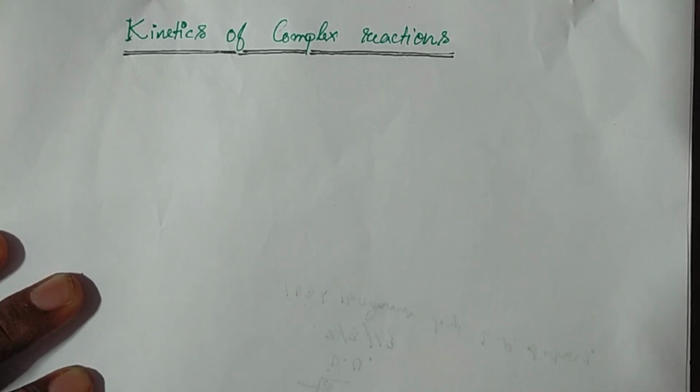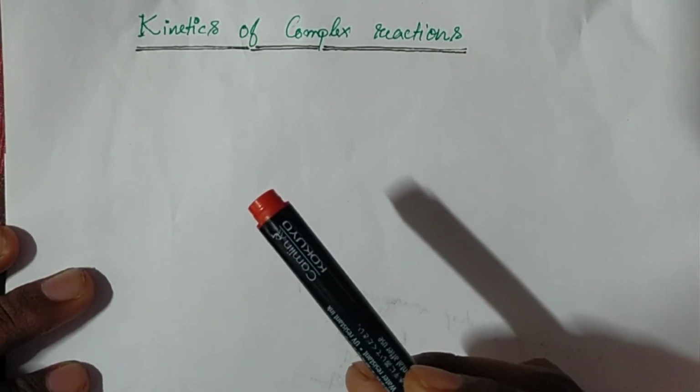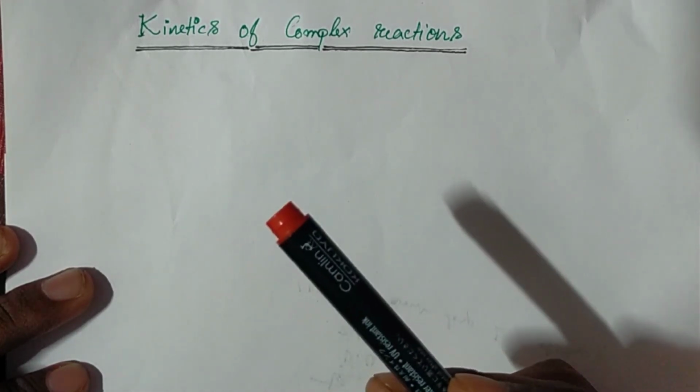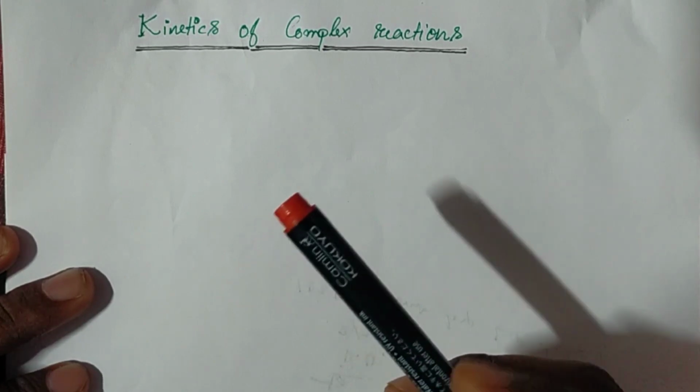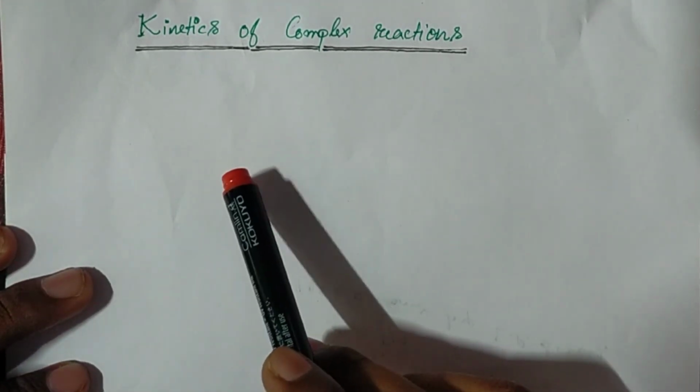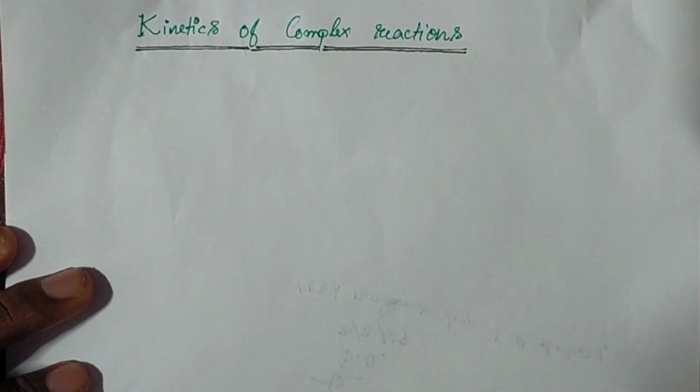Let's discuss the kinetics of complex reactions. A complex reaction involves more than one step. Through all those steps, the reaction gives the product.